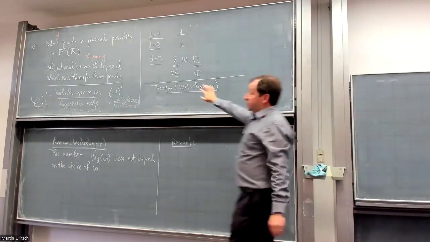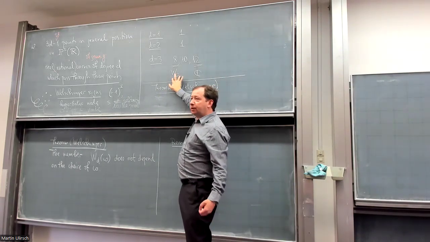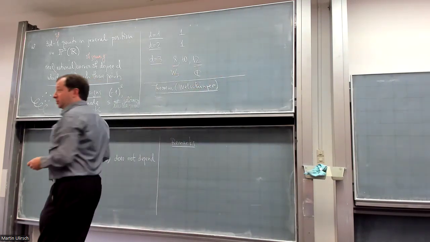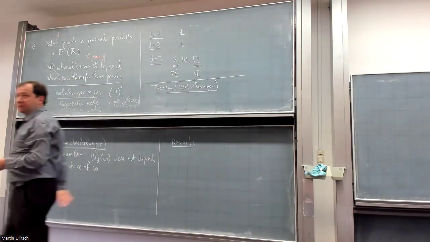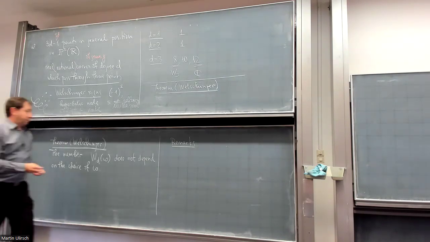So these Welschinger invariants are always positive. It's not true that all Welschinger invariants in more general situations are always positive, but in this enumerative problem, they are positive. Coming back to my first remark.